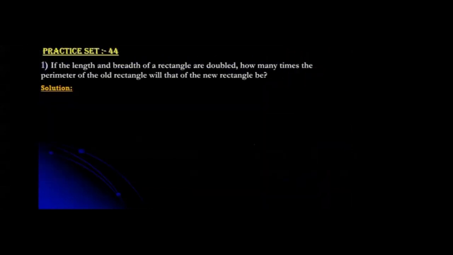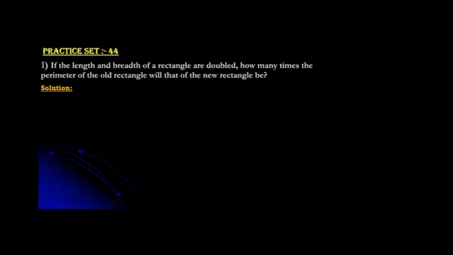Now let us start with practice set 44. Same sums are there, of finding out the perimeter, or if the length is given, we have to find out the breadth by using the formulas of perimeter of rectangle and perimeter of square. See the first question which is given in practice set 44.